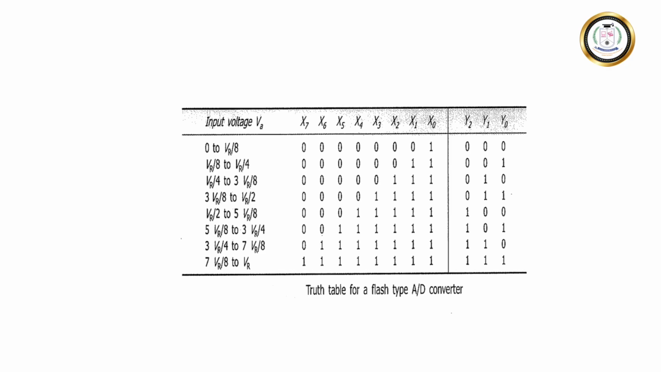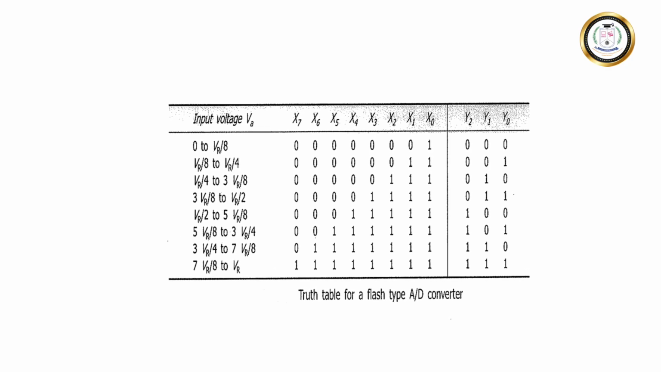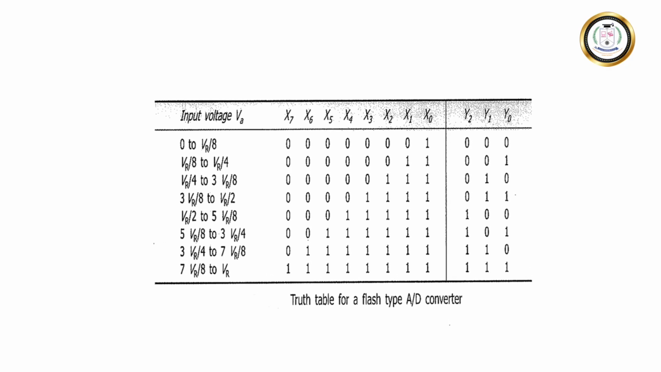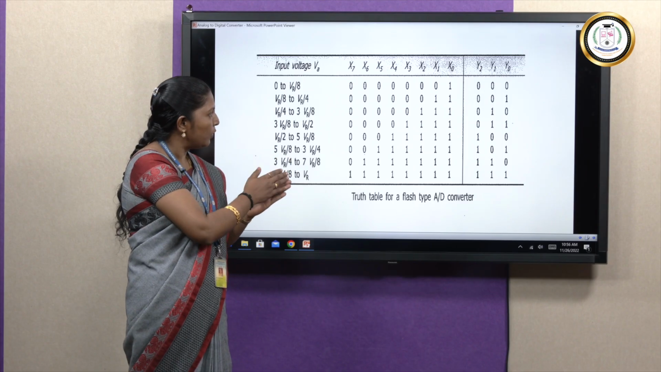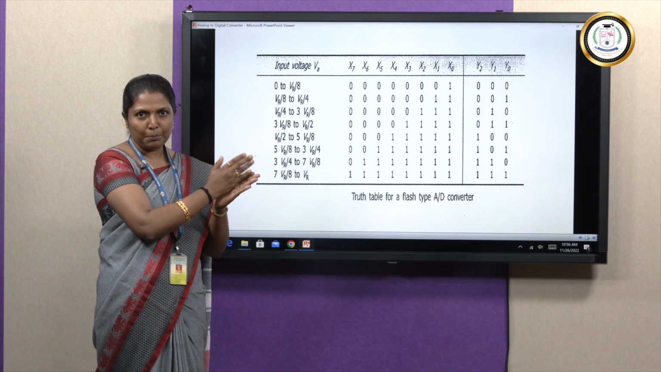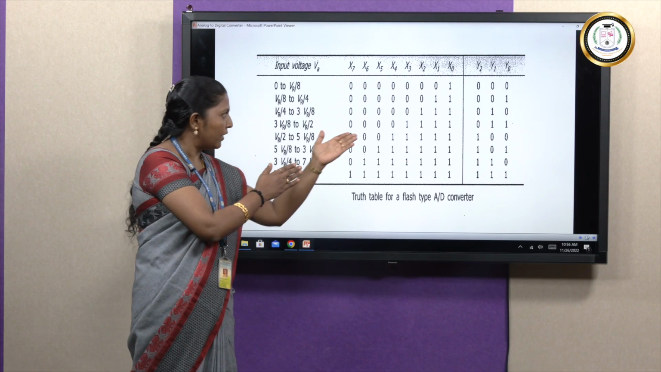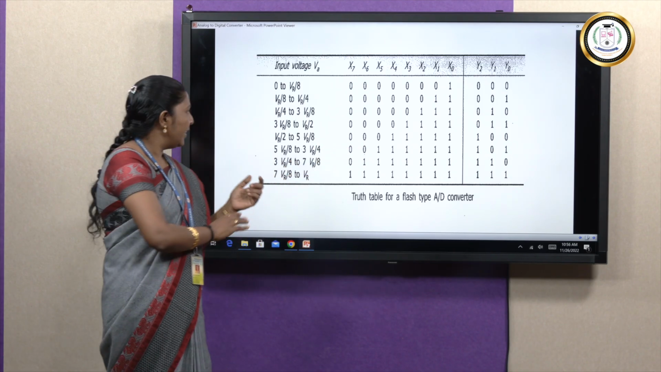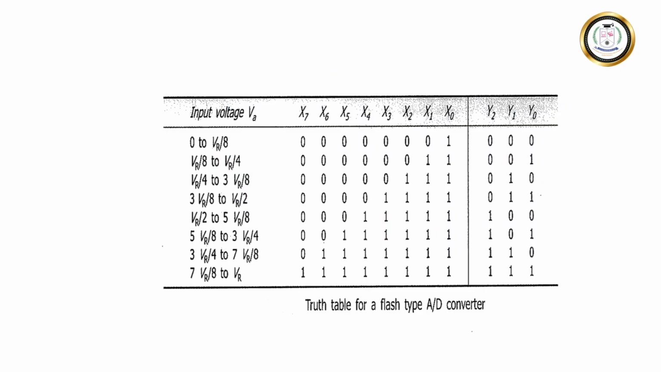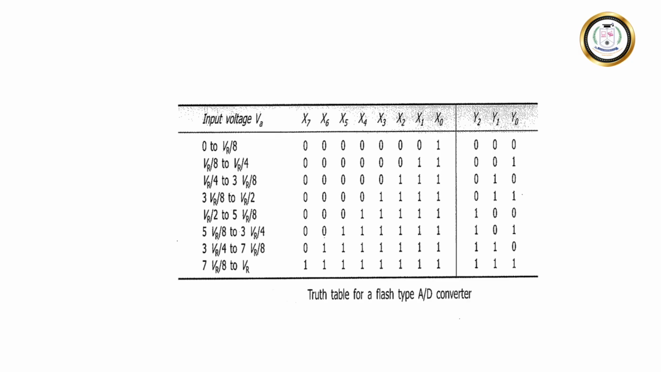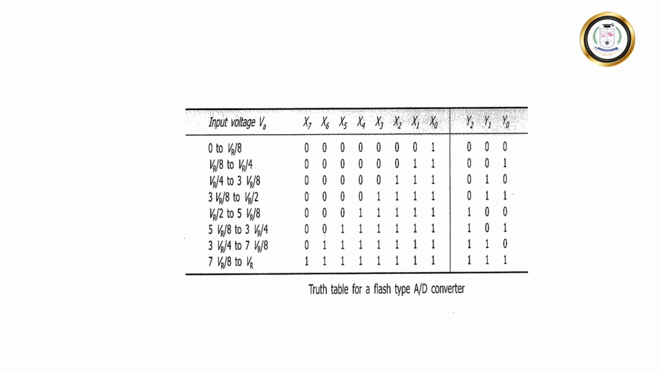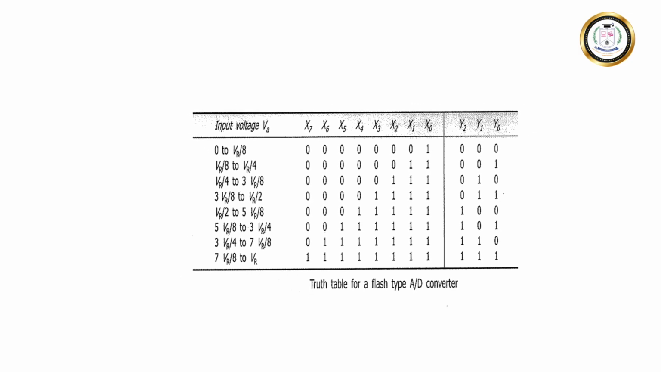Next, if our analog signal is in the range of VR by 4 to 3 VR by 8, then the last 3 comparators will give you a high pulse. Out of this 0, 1 and 2, bit 2 has the highest priority, the highest value. So it will be converted to 0 1 0. Similarly, if it is in the next range, the last 4 comparators will give us a high pulse. Out of these last 4, the fourth bit has the highest priority. So it will be converted to 1 0 0.